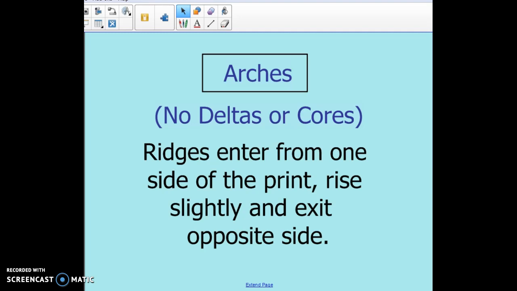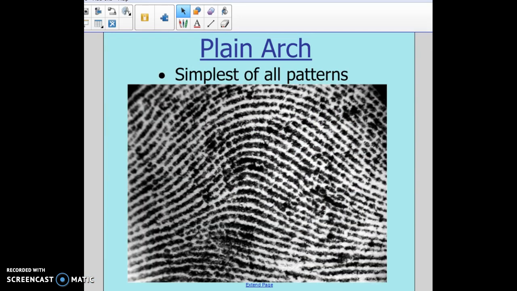Arches are fingerprints that have no deltas or cores. The ridges enter from one side of the print, they rise slightly, and they exit the opposite side of the print. So ridges enter from one side, rise slightly, and exit the opposite side. Here is an example of an arch. So here's your ridges.